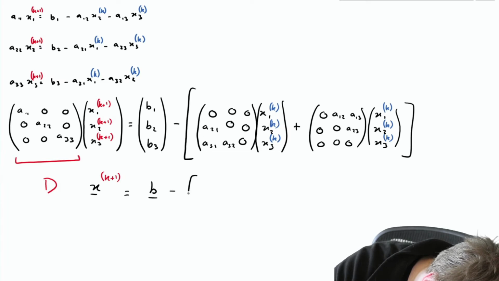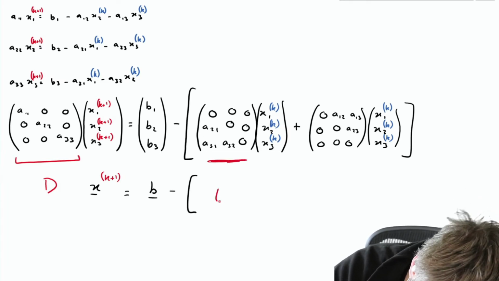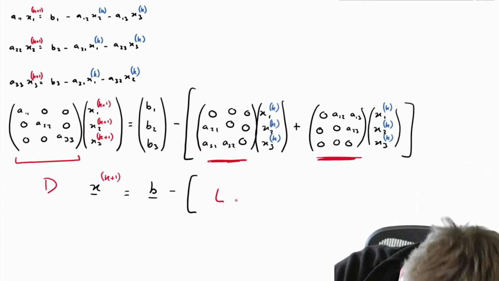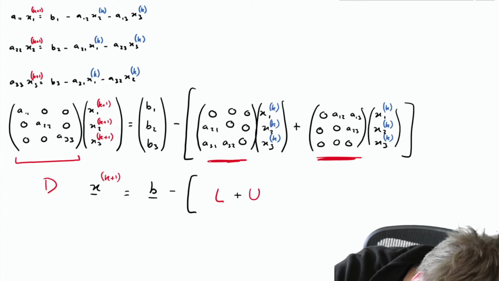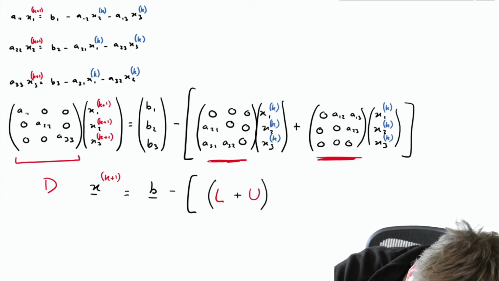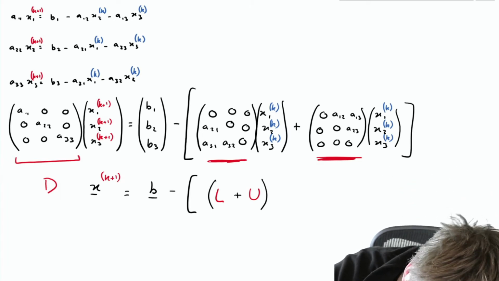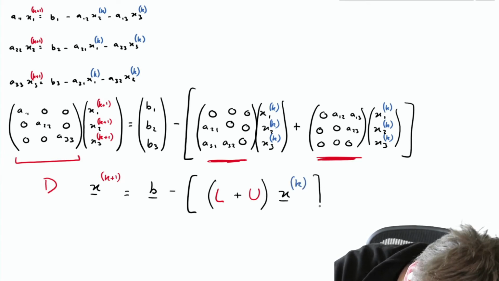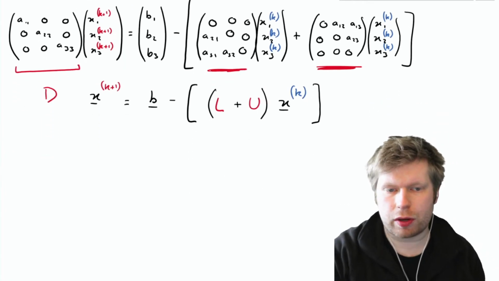Minus, okay, what have I got in here? Well, basically, this is a lower triangular matrix. I'm just going to say that's L. Plus some upper triangular matrix. I'm just going to call that U. Times my x values at the kth step. So in other words, I'm just going to form a vector of my x values at the kth step, like so. Okay? So basically, I can write this in matrix representation form.